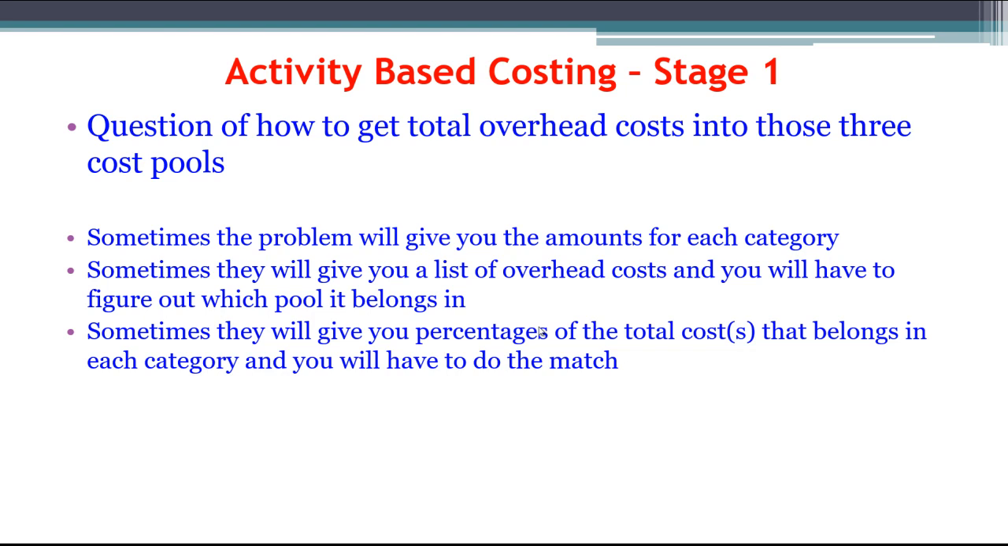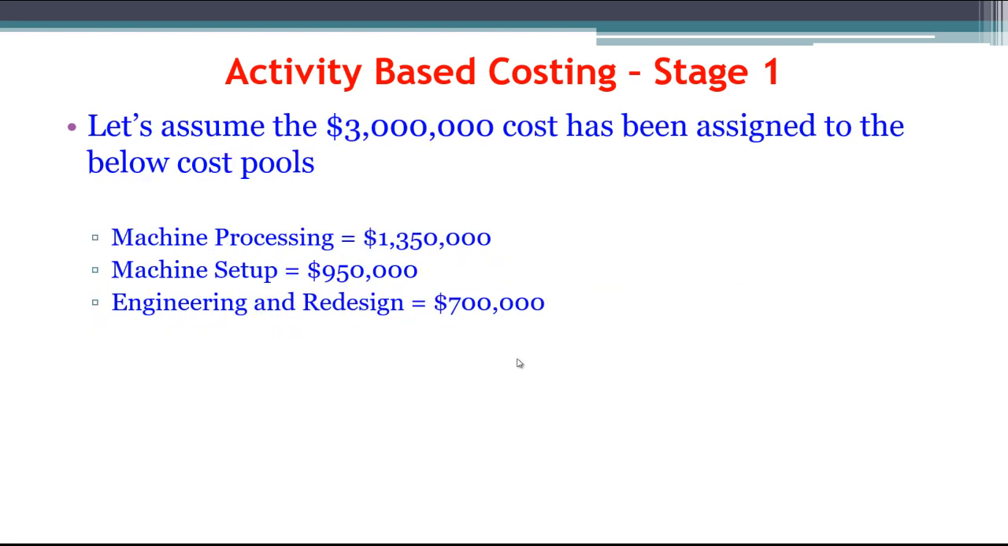In other cases, they'll give you a percentage. They'll say out of all this cost we have, 10% of it goes to this cost pool, 70% of it goes to this cost pool, and the other 20% goes to the third cost pool. They may tell you that. For our purposes, we're going to go the simple route. Let's assume that the $3 million has been assigned to those cost pools in this way. They give us the dollar amount.